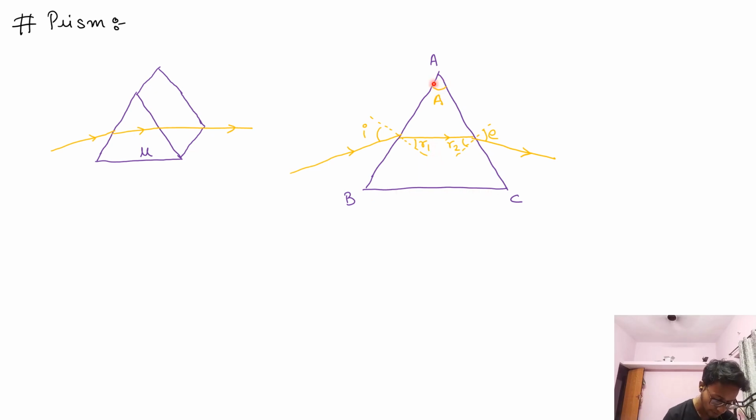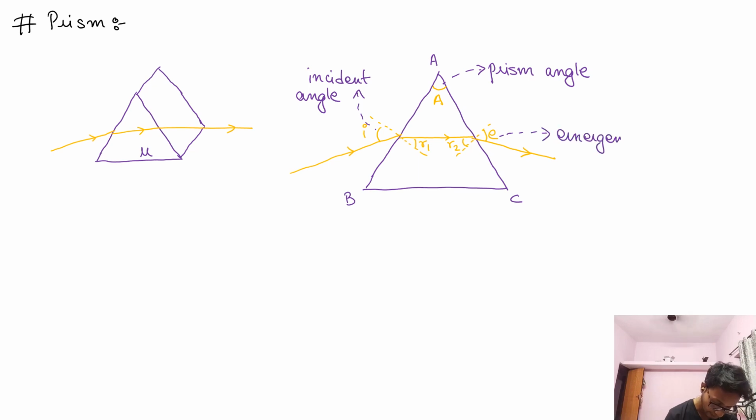How do you consider which is the base of the prism? This surface refracts the light, and at this surface another refraction happens. The surface in which no refraction happens is called the base of the prism, and the angle opposite to the base is the prism angle. So this is the prism angle. This is the incident angle. This out here is the emergent angle.